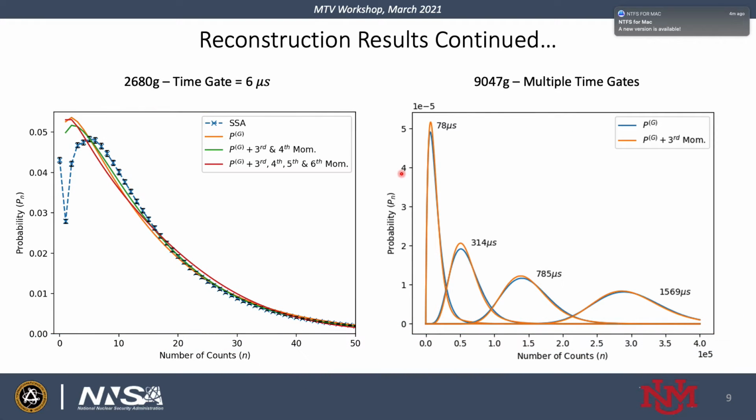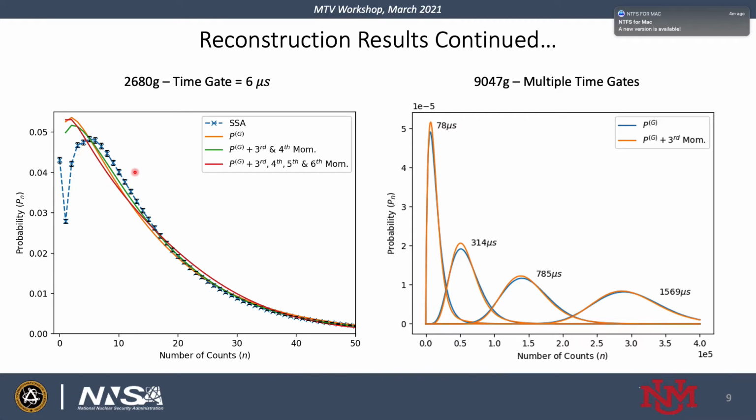Now, in the previous slides, I pointed out that the eta parameter dictates the shape of this distribution. And you see that becomes an issue when the time gate is small enough for the variance to mean to be larger than the mean number of counts. This leads to eta falling below 1. At that point, the distribution is monotonically decreasing, and the reconstruction distribution fails to capture these low order counts. You can see that in the plot here on the left where a 2680 gram sample is simulated over a 6 microsecond time gate.